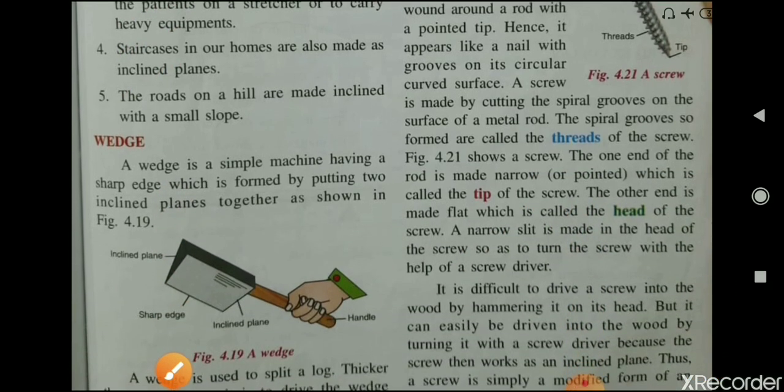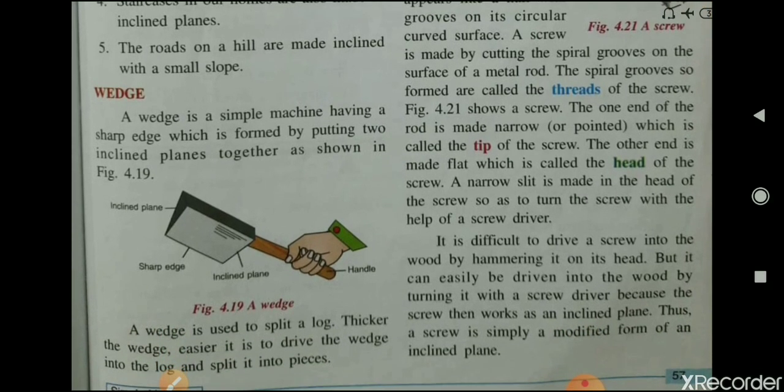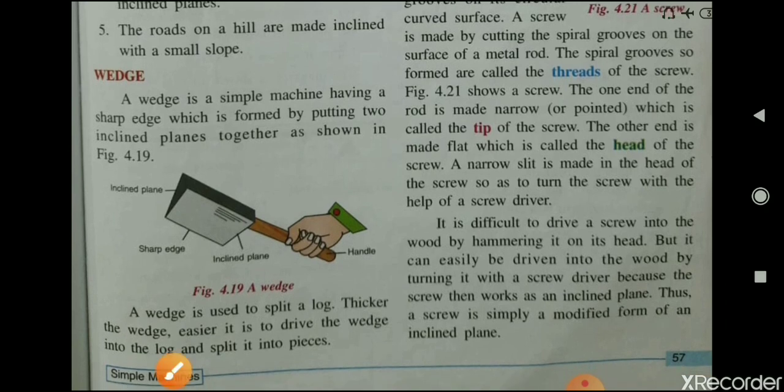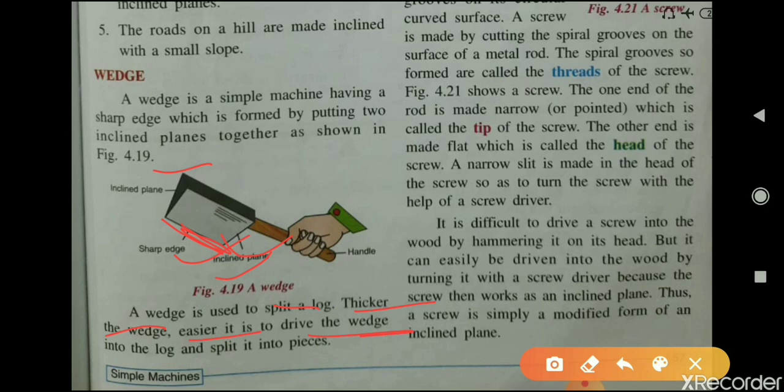Now next is the wedge. What is a wedge? A wedge is also a simple machine having two sharp edges, which is formed by putting two inclined planes together. These are the two inclined planes, one on this side and the other on the other side. When these two are joined together, that is known as a wedge. This is a figure of a wedge. This sharp end is made by joining the two inclined planes. It is used to split a log of wood or anything else. The thicker the wedge, the easier it is to drive the wedge into the log and split it into pieces.